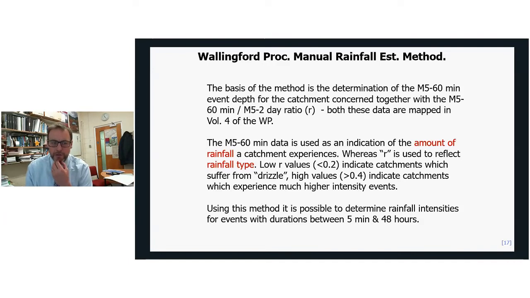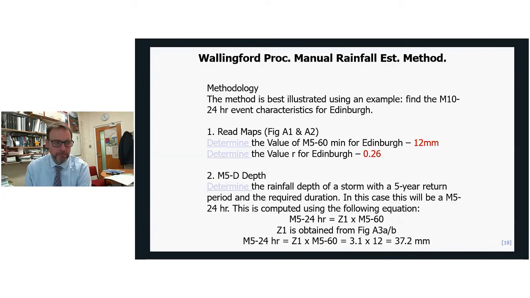So low R values indicate catchments which suffer from drizzle, so Fort William, and higher values indicate catchments which experience much higher intensity events. So that's like you get in the southeast of England. Using this method, it's possible to determine rainfall intensities for events of durations between 5 minutes and 48 hours. So let's talk our way through this methodology. It's not easy to do this in a slideshow, but I'll try my best.